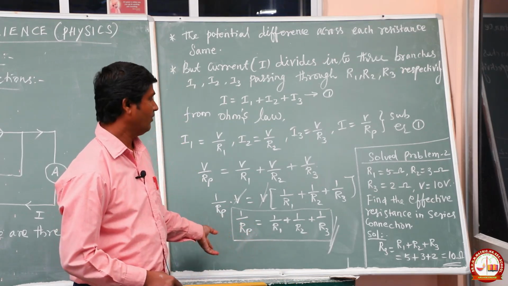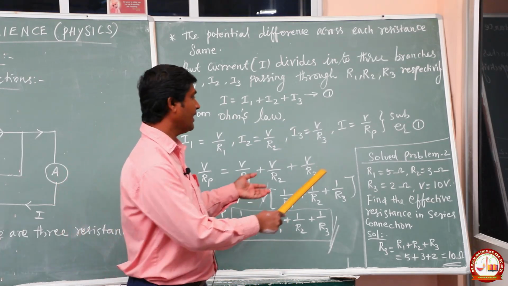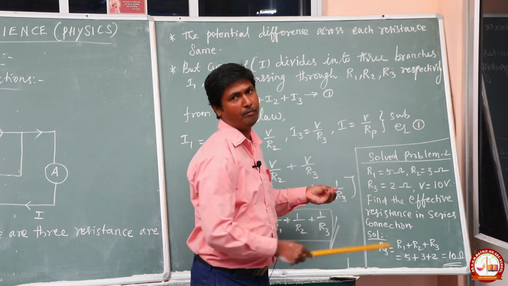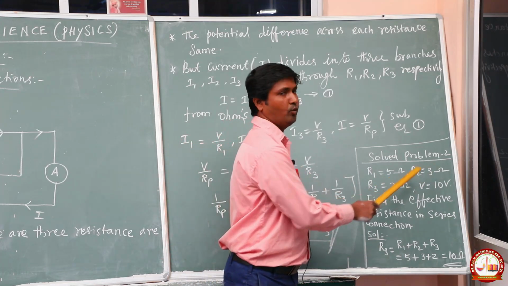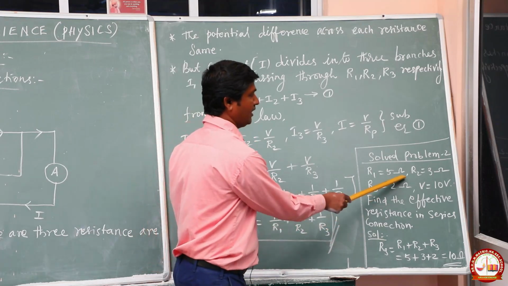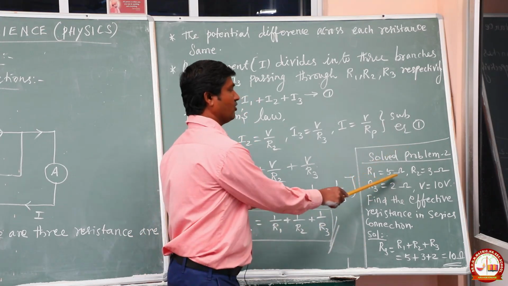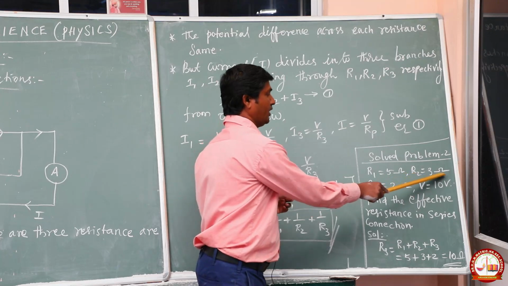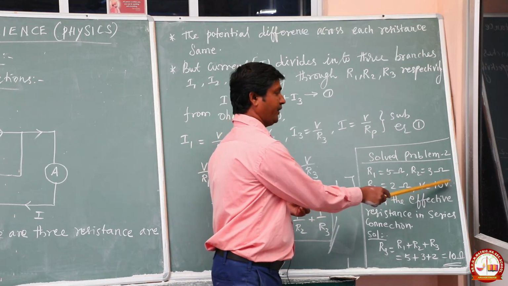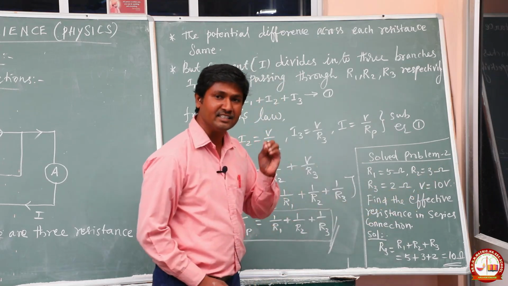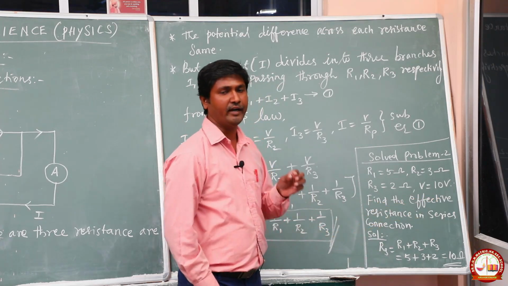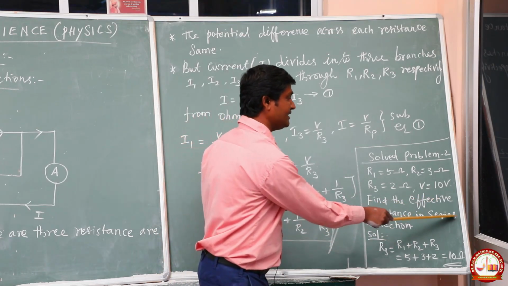Very important formula. So based on the solved problem, R1 is equal to 5 ohm, R2 is 3 ohm. Ohm is the unit of resistance, this is the symbol of ohm. So R1 is equal to 5 ohm, R2 is equal to 3 ohm, and R3 is equal to 2 ohm, and a voltage of 10 V, connected in serial connections. Find the effective resistance in the serial connection.